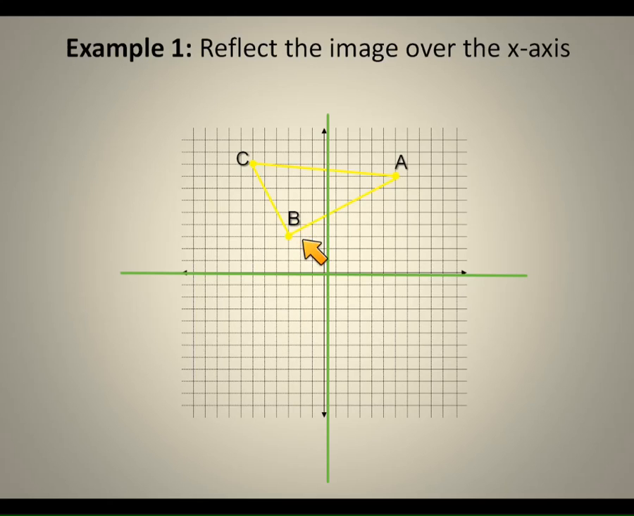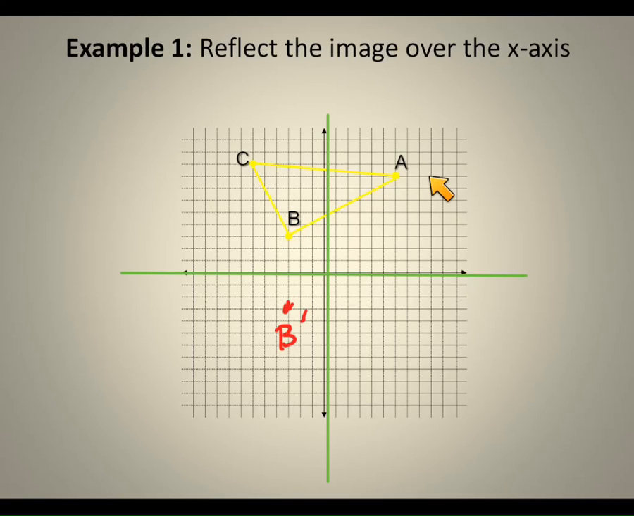Well, I just need to count for B prime. It looks like B is 1, 2, 3 units above the x-axis. So I need to go 3 units the other way from here. 1, 2, 3. And B prime is going to be, oops, let me go back here. 1, 2, 3. There is B prime. I put the little apostrophe on it. Okay, B prime. Because it's 3 units above, if I flip it over, it's going to be 3 units below.